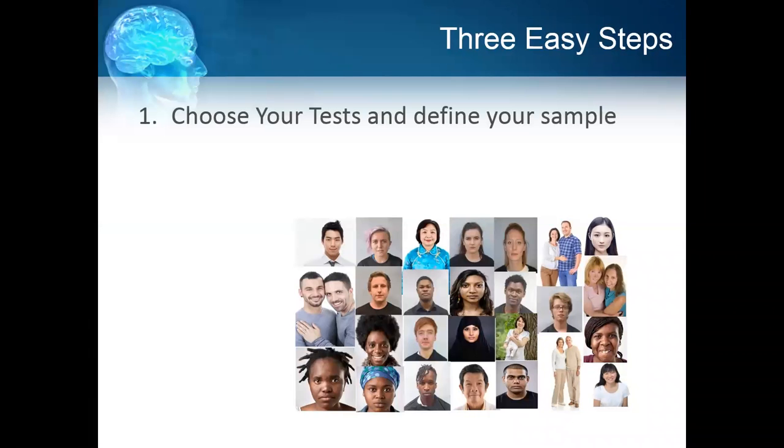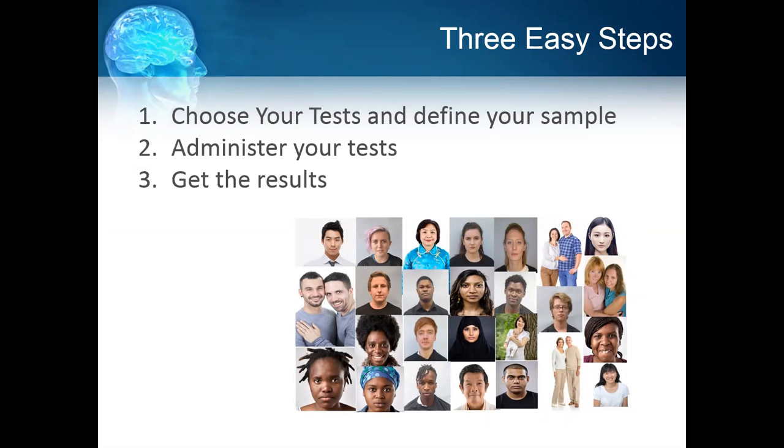The first simple step is, how do we choose our tests and decide who we're going to give it to? The second one is, how do we administer those bias tests? And the third one is, how do we get the results back to find out what those results are telling us about our organisation? And I'll share with you, by the way, some results from an organisation where we did some quite extensive ethnicity bias testing, just to get you a feel for how you can use the results.